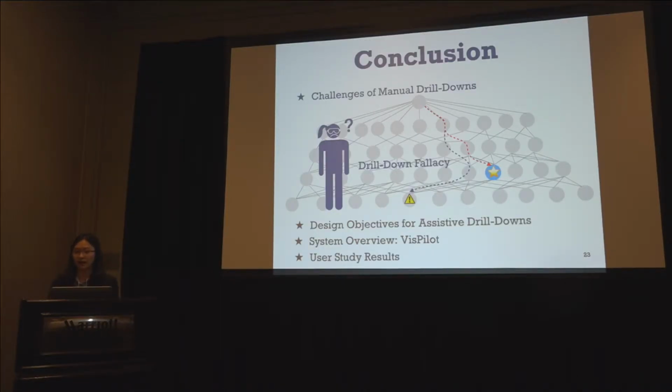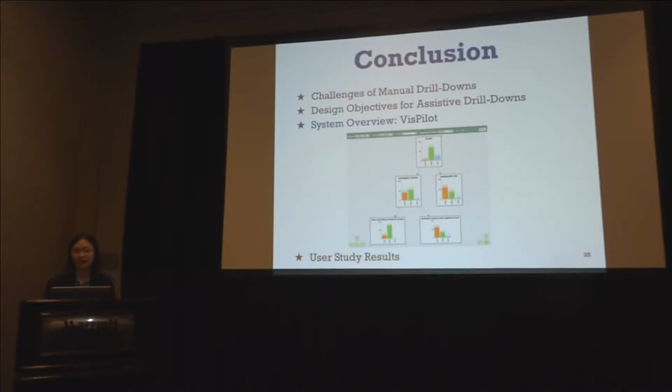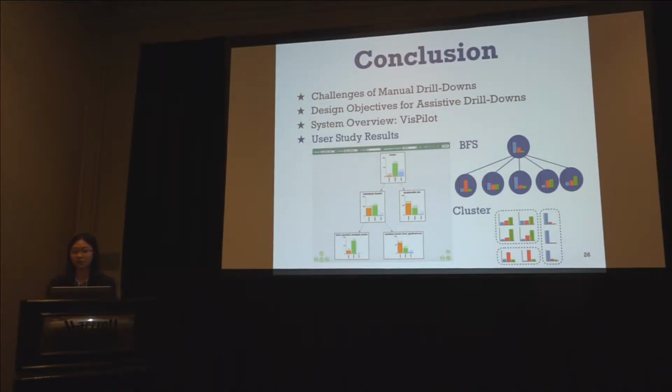To conclude, in this talk, I presented the challenges of manual drill down, as well as how drill down fallacy can mislead analysts into attributing the wrong cause to an effect. I then described the min-max objective to ensure that each visualization is compared against a proper parent reference, and that the selected distribution is visually salient and interesting. Using these objectives, I demonstrated how VisPilot can guide analysts through the key insights in the police stop dataset. And finally, I presented some user study findings that compare the effectiveness of VisPilot against the two other baselines.